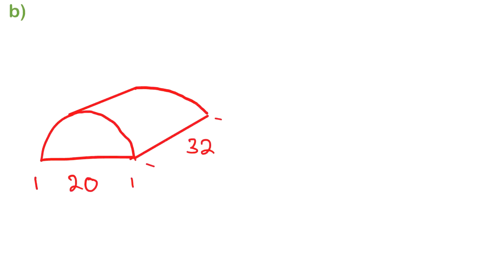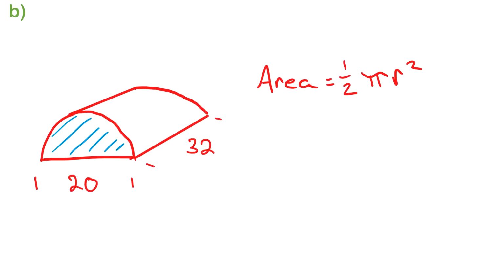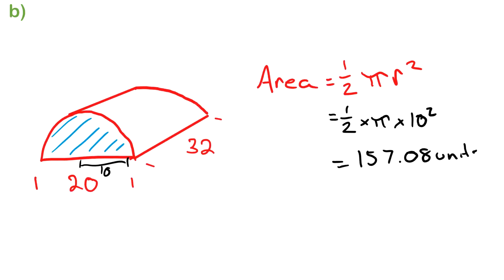We have somewhat of a cylinder. So we're going to find it the same way. We're going to find the area for my front face here. Now, the area for that, it's a semicircle. So it's going to be half the area of a normal circle. The area of a circle is pi r squared. So if I'm trying to find the area for a semicircle, it's going to be half of that. So it's going to be a half times pi times 10, because remember we're after the radius, which is 10, squared, and that comes out as 157.08 units squared.